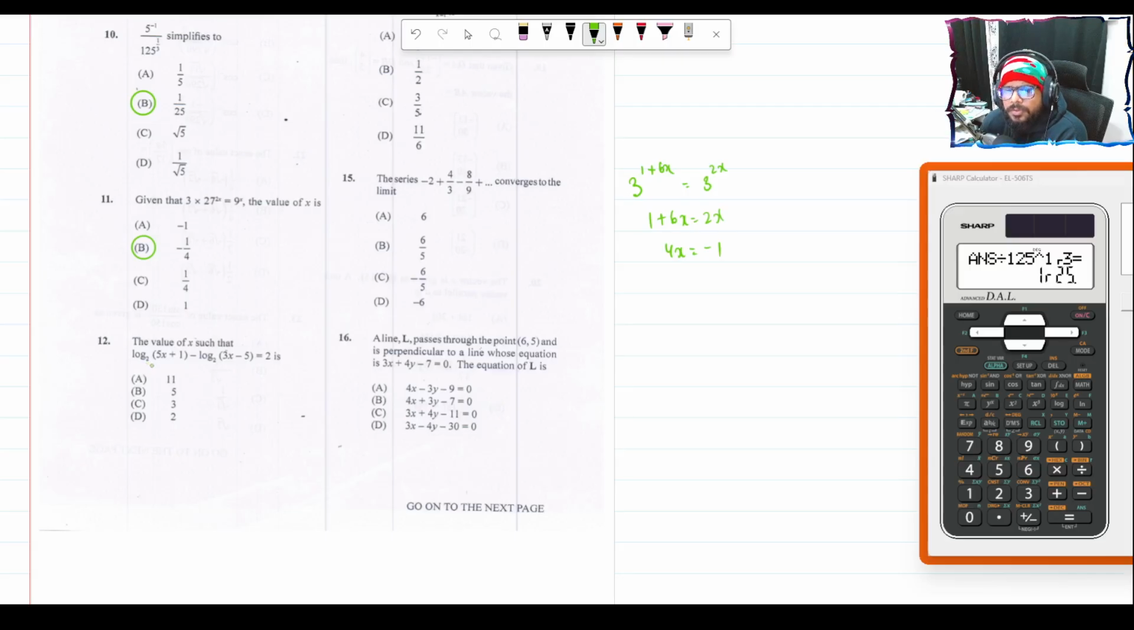If you want, and you know your change of base, you could use your change of base to bring this to something you could solve on your calculator. You could actually change it to base 10 and solve it on your calculator. Or you could go ahead and use your laws of logs.